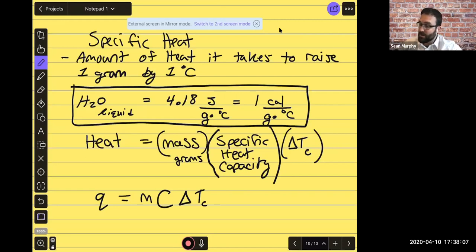Now remember, if Q is positive, that means we are absorbing heat. So if Q is positive, then we have an endothermic reaction. And remember, if we have a negative heat, we're going to call that an exothermic reaction.